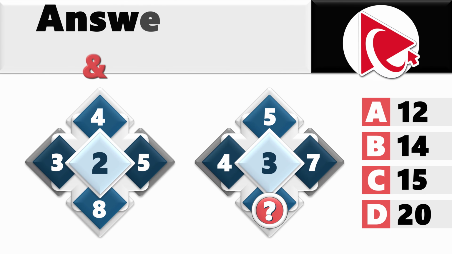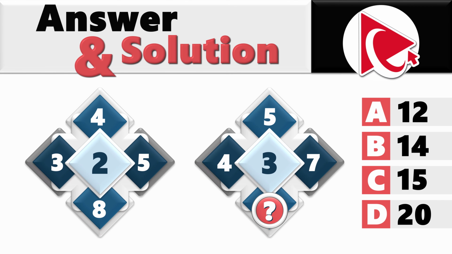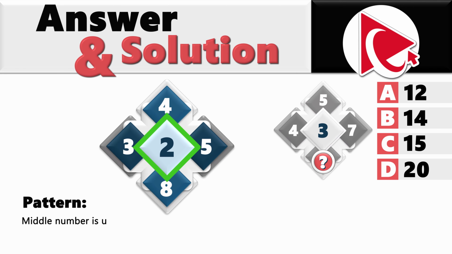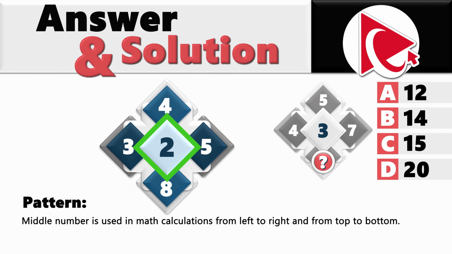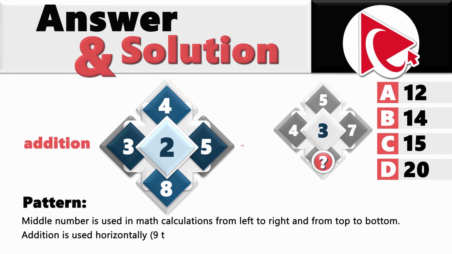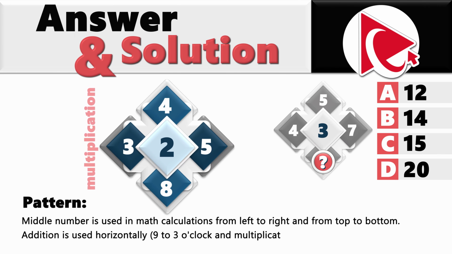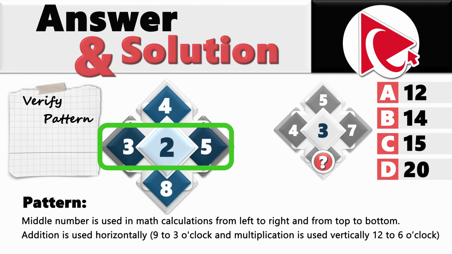And the solution here is rather simple. The numbers here are calculated as a result of the math operations. The middle number is used in math calculations from left to right and from top to bottom. As you might have noticed, addition is used to calculate horizontally, 9 to 3 o'clock, and multiplication is used vertically, 12 to 6 o'clock. Let's look at the first diamond and look at the math calculations for it.